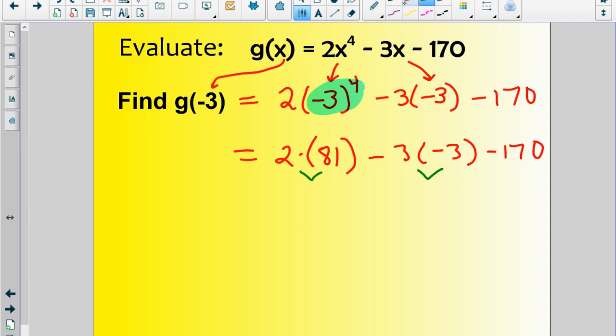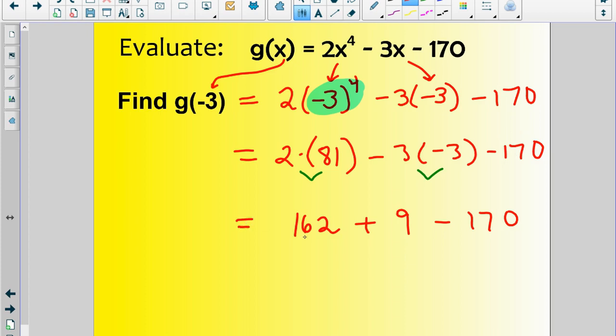I have two different multiplications here. 2 times 81 is 162. Now in the second step, I can look at it two different ways. I can either bring the subtraction down, and then I'm really only multiplying this. 3 times negative 3 is negative 9. Or I can look at it as negative 3 times negative 3 is positive 9. And either way, whether I write it as minus negative 9 or positive 9, it's going to simplify to be plus 9 there. And I bring down my minus 170 from the end.